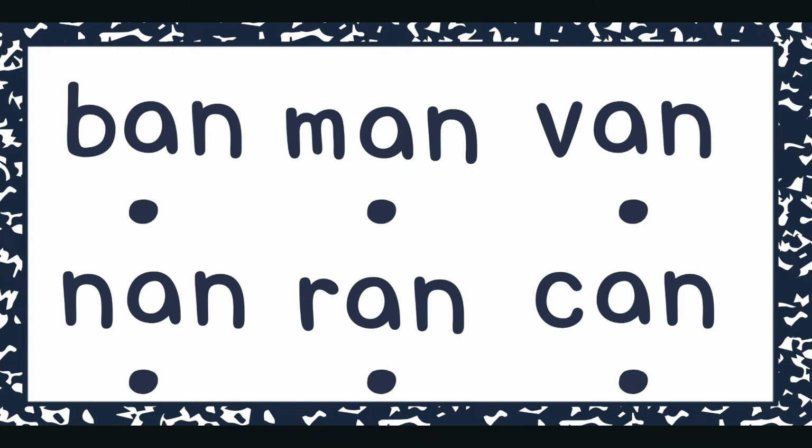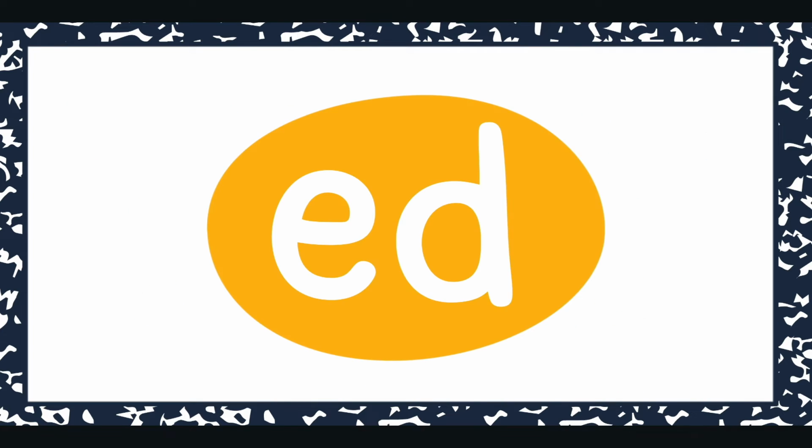All right, let's go ahead and get our reading finger. We're going to point to each one and we're going to say the words one more time. Here we go. Ban, man, van, nan, ran, can. Awesome. Our rhymes so helpful when they have that pattern repeating over and over. We really just have to think about the onset.